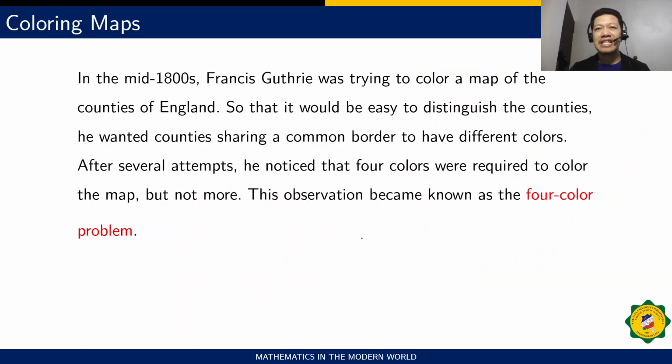The application of that concept, the planar graph, is on map coloring. In the mid-1800s, Francis Guthrie was trying to color a map of the counties of England so that it would be easy to distinguish the counties. He wanted counties sharing a common border to have different colors. After several attempts, he noticed that 4 colors were required to color the map, but no more. This observation became known as the 4-color problem.